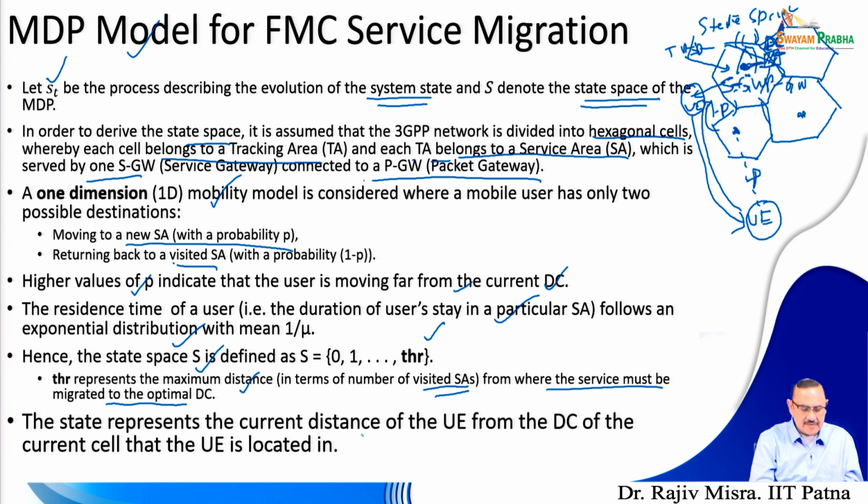So, the state represents the current distance of the UE from the data center of the current cell that the UE is located on.